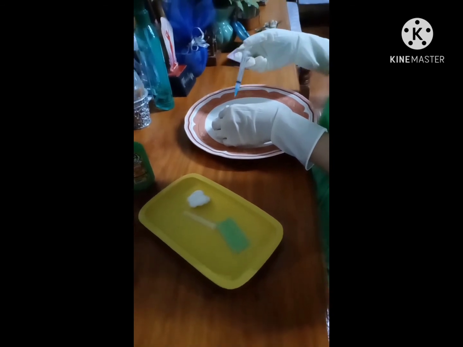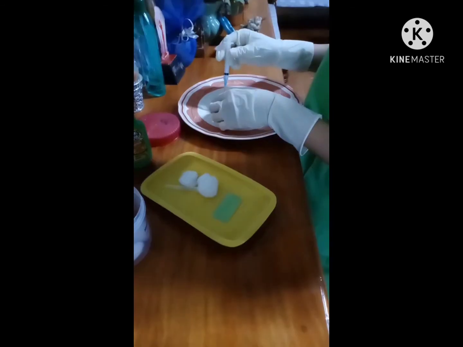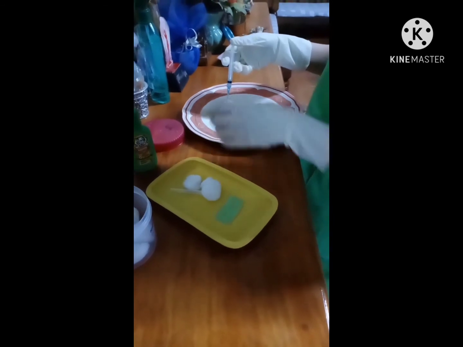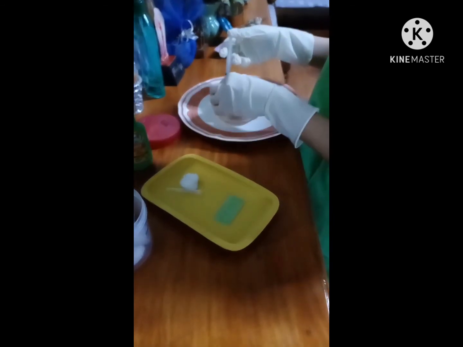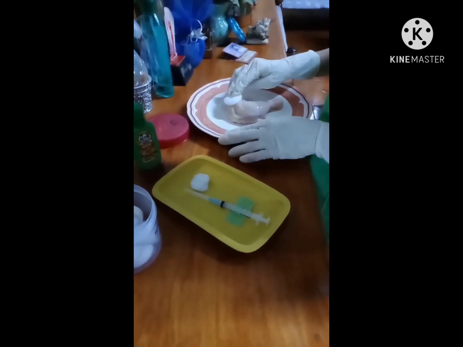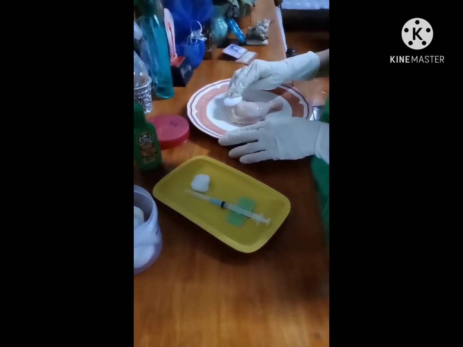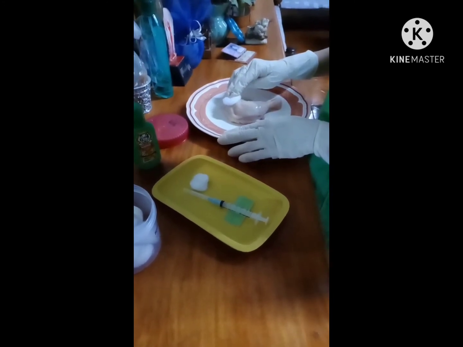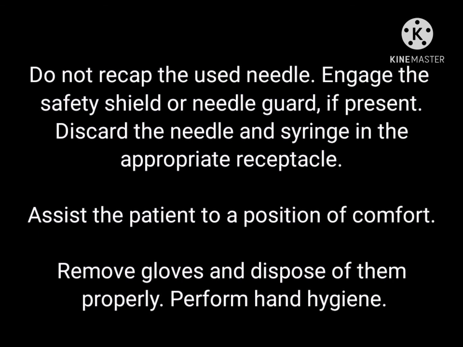Withdraw the needle quickly at the same angle at which it was inserted, while supporting the surrounding tissue with your non-dominant hand. Using a gauze square, apply gentle pressure to the site after the needle is withdrawn. Do not massage the site. Do not recap the used needle. Engage the safety shield or needle guard if present. Discard the needle and syringe in the appropriate receptacle.